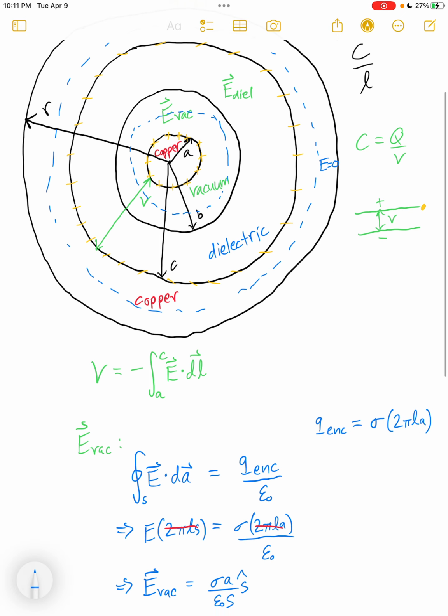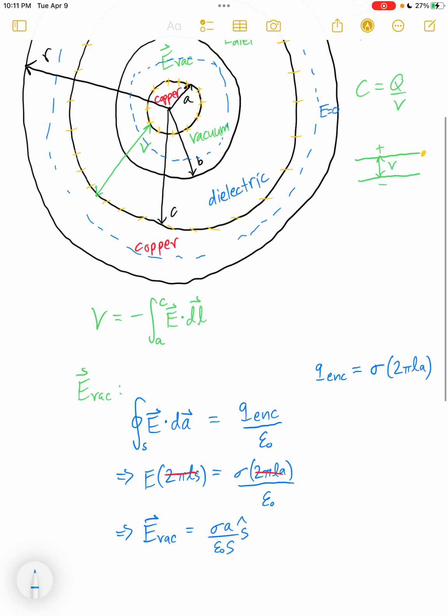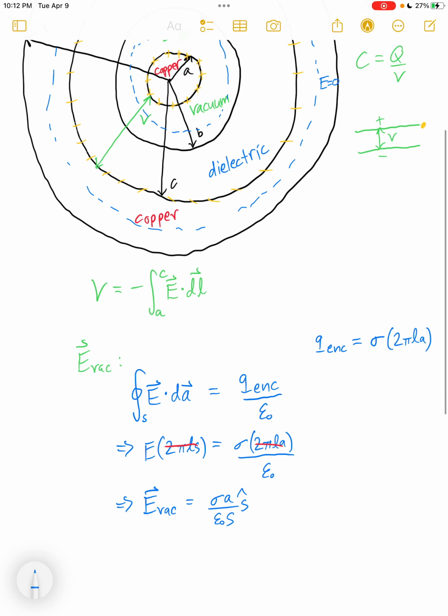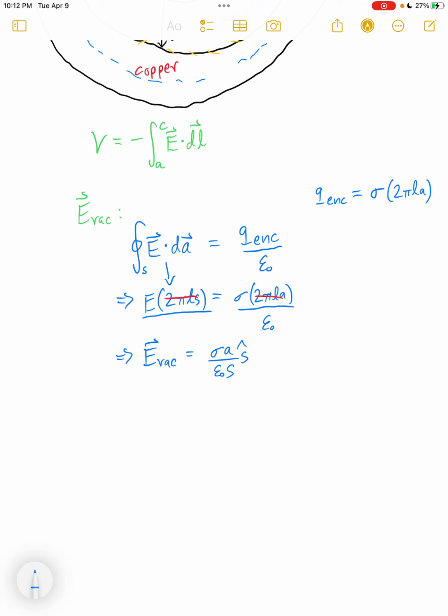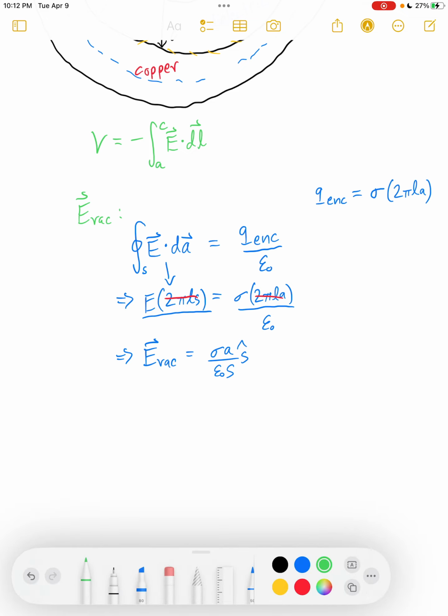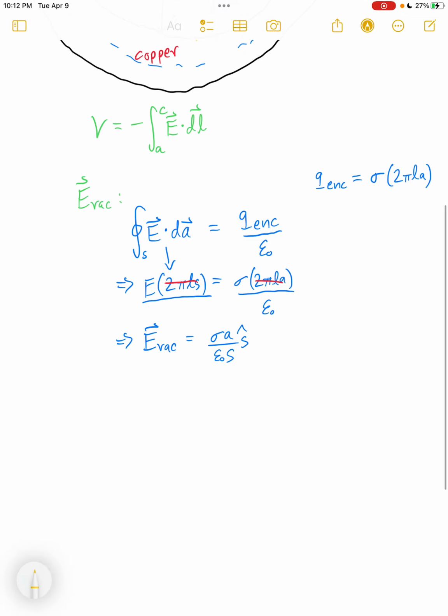Because of the symmetry we have, we know that the electric field is radially outward. And because of the symmetry in the situation, that's how I was able to rewrite this integral like I have it here. Okay. Now, we need to find the electric field within the dielectric material.